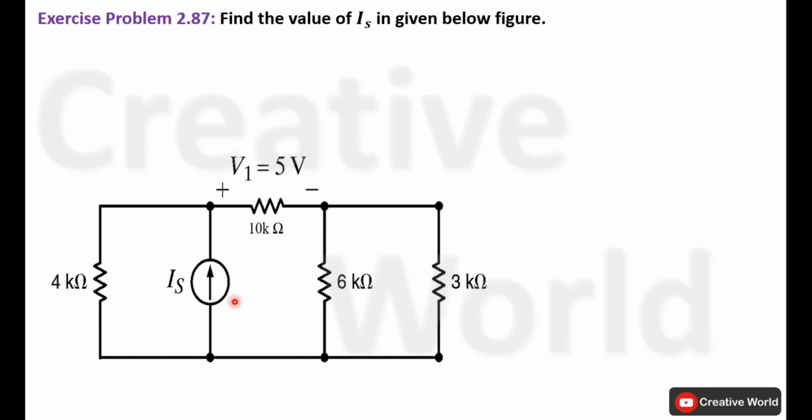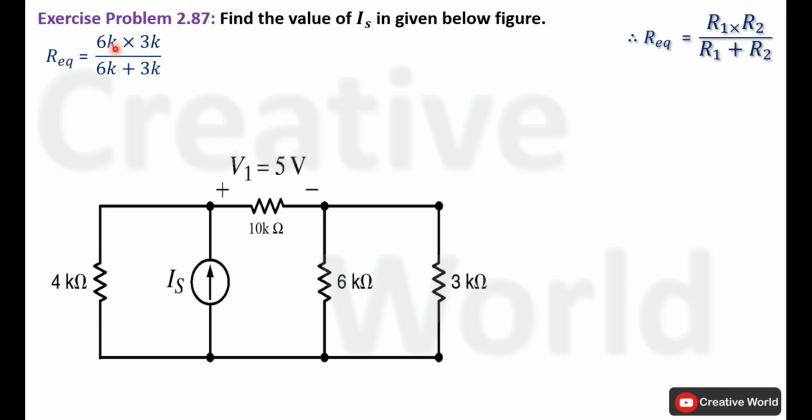First of all, we will try to simplify this network. These two resistances are connected in parallel connection. We will find their equivalent resistance and replace these two resistances with that equivalent resistance. We will use this equation to calculate their equivalent resistance. In this case, R1 will be 6 kilo ohm and R2 will be 3 kilo ohm. Place values inside this equation.